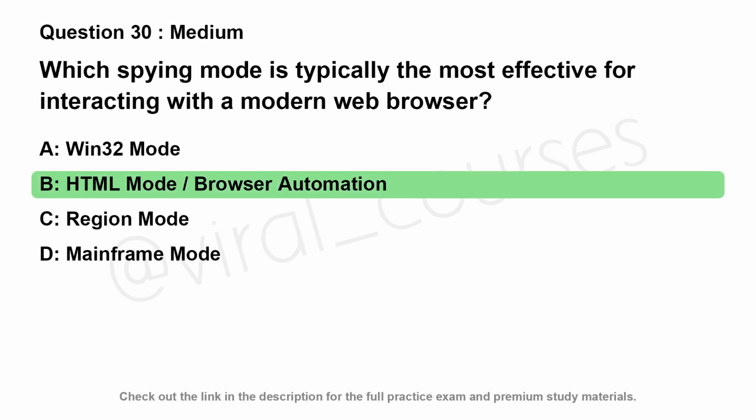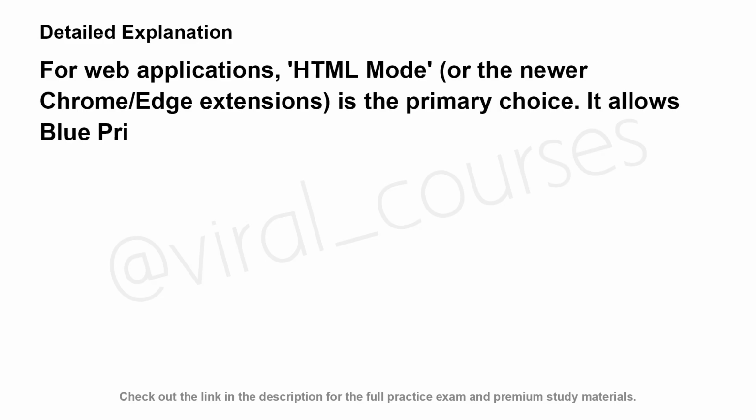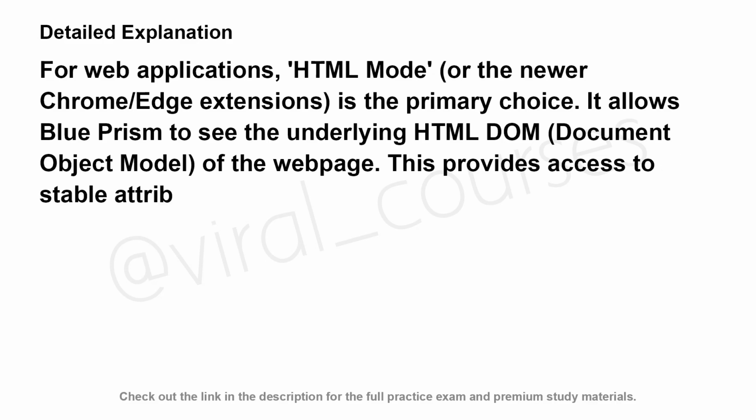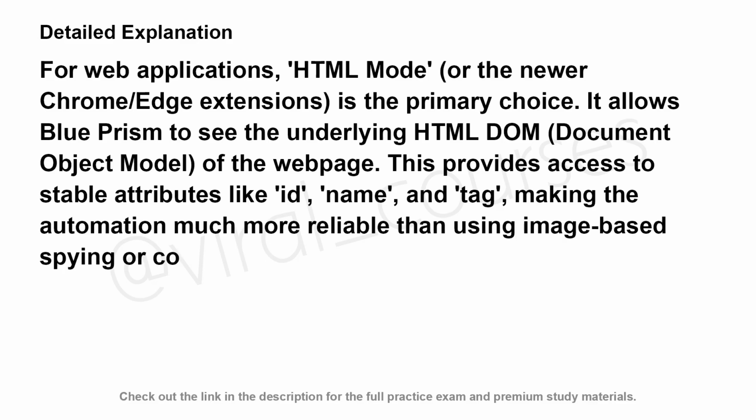The correct answer is B. For web applications, HTML mode, or the newer Chrome, Edge extensions, is the primary choice. It allows Blue Prism to see the underlying HTML DOM, document object model, of the web page. This provides access to stable attributes like id, name, and tag, making the automation much more reliable than using image-based spying or coordinate-based clicks.